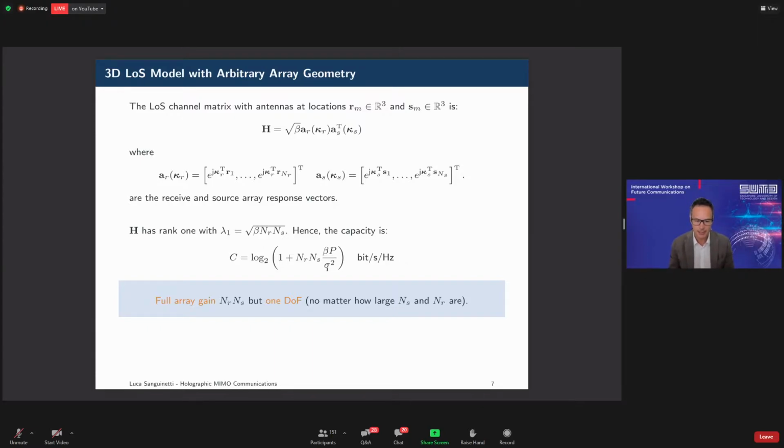As you can see in this case, the channel matrix is a rank one matrix because it's given by the two vectors. So we can achieve the full array gain of the system, which is given by the product of the number of transmit antennas and number of receive antennas, but we only have one degree of freedom in the system, which means that we can only transmit one data stream. And the reason is because the channel matrix has rank one. And this doesn't depend on the number of antennas that you employ at the transmitter and receiver. No matter how many antennas you have, you can still transmit one single data stream.